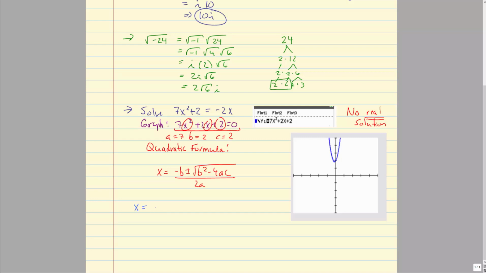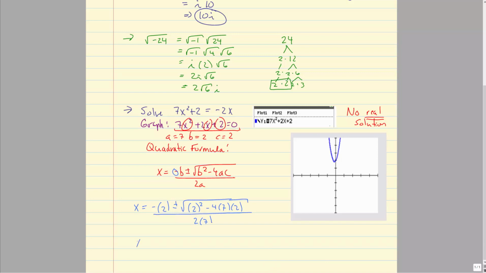So x equals the opposite, so there's my minus sign from the formula, 2 plus or minus. I always need to put this in parentheses because sometimes that might be negative, and that will matter whether it's 2 squared is 4 or negative 2 quantity squared is 4. So again, it matters, we have to be careful about that. Minus 4 times a times c all over the whole fraction 2 times 7. I want to make sure the square root sign goes clear to the end.